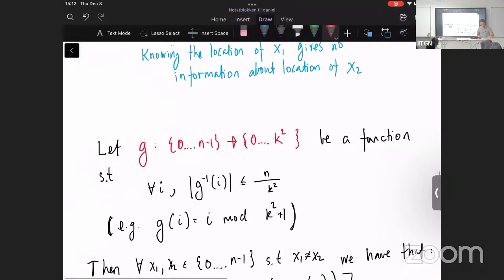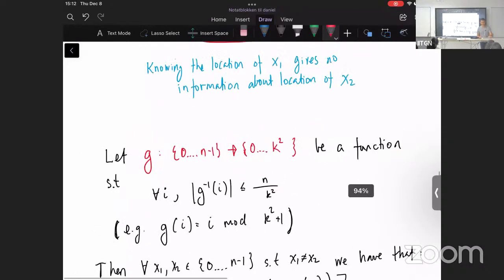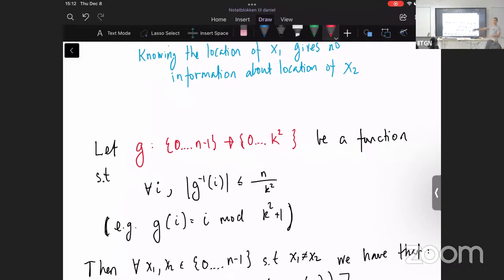Now let g be your favorite function that maps the integers from 0 through n minus 1 and buckets them into k squared buckets that are roughly the same size. So if you have k squared buckets, every bucket should have size n over k squared. Now I picked buckets 0 through k squared, so I have k squared plus 1 buckets. So I can assume that every bucket has size at most n over k squared, and don't think about rounding errors. For example, setting g of i equals i mod k squared plus 1 would work. But really any bucketing function with the properties above will give us what we need.